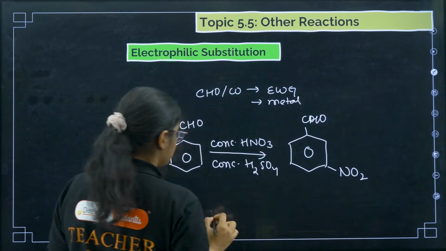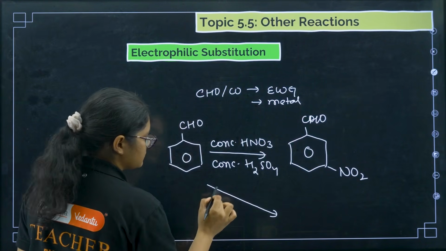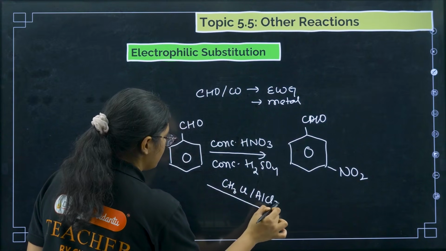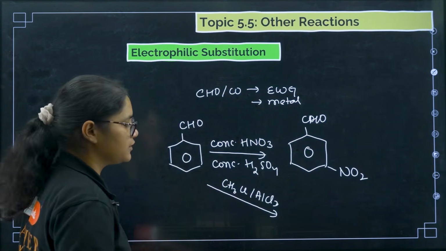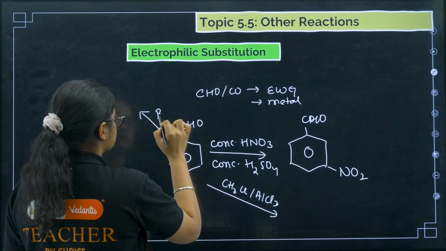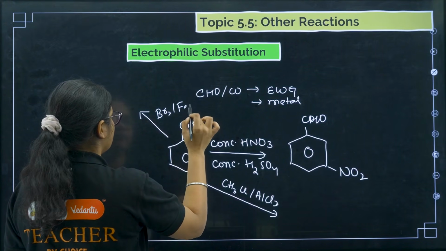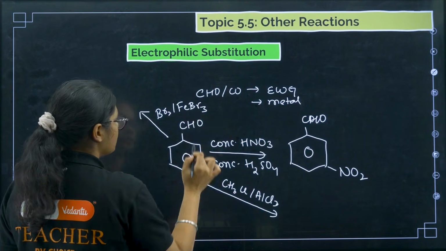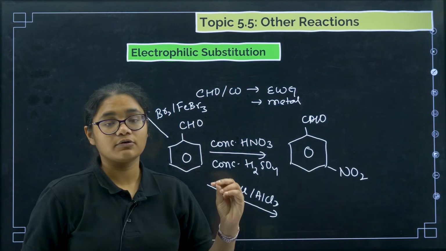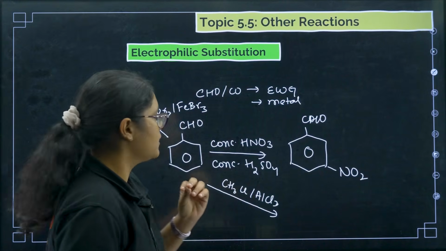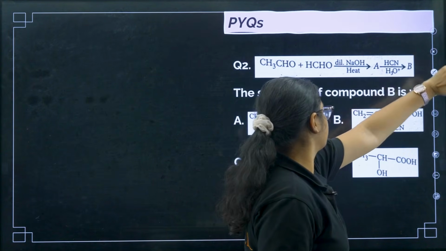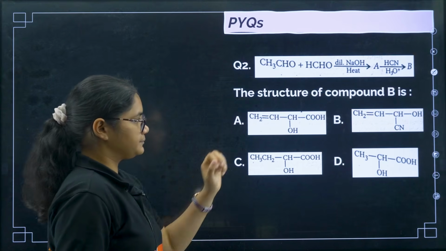Okay, now similarly if you want to do Friedel-Crafts reaction, CH3Cl, AlCl3, then on the meta position CH3 group will come. If you want to do for example bromination, Br2, FeBr3, bromine will be attached at meta position. Okay, so that is about the electrophilic substitution reaction. Now let us see some questions here. Okay, too much lecture. Now let us try to solve this question.